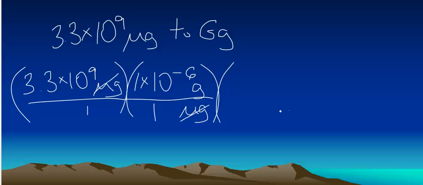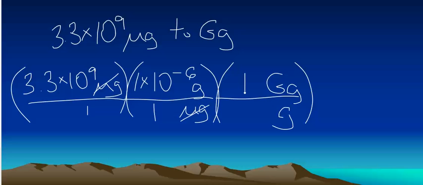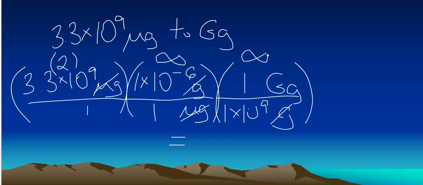Once I get back to my base unit, I want to go to another prefix, giga. Anytime you see a prefix, you put a 1. And what does giga mean? It goes in front of my base unit, which is 1 times 10 to the 9th. I started off with 2 sig figs. These are unlimited sig figs because they're defined, and so I should end up with 2 sig figs.